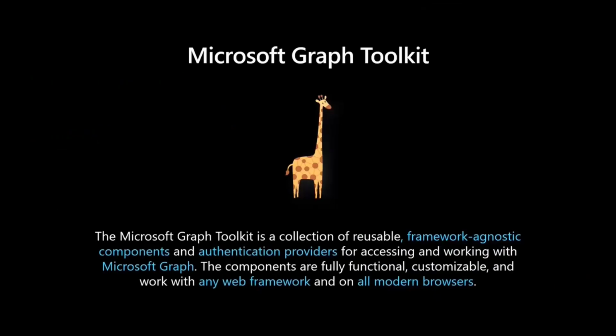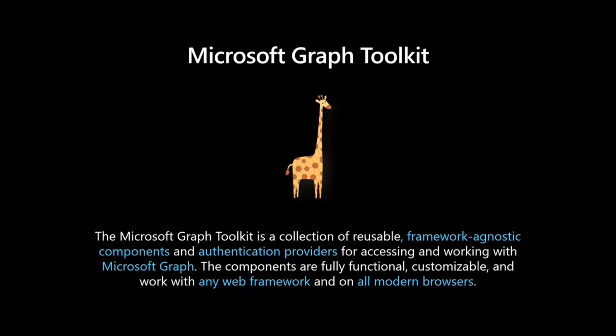Microsoft Graph Toolkit is a collection of reusable framework-agnostic components and authentication providers for accessing and working with Microsoft Graph. The components are fully functional, customizable, and they work with any web framework on all modern browsers. So what does it mean exactly? It means that the toolkit is a super simple way to get access to data that lives inside Microsoft Graph and glue that data inside your web applications. You might be using Angular, you might be using React, you might be using any type of HTML framework. We work with all of them.